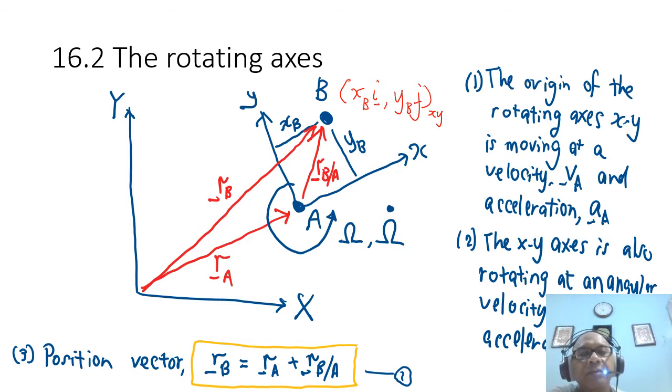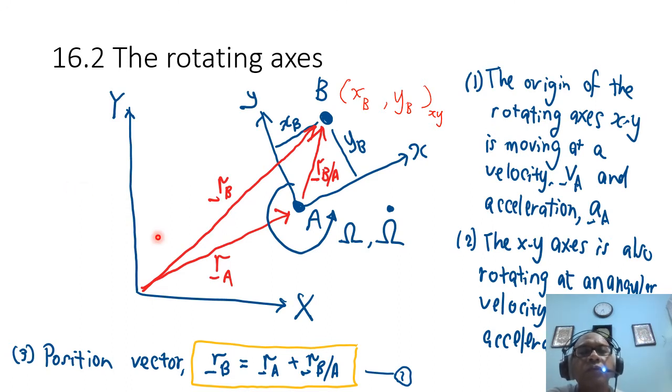From there, we have the position vector of the origin of the rotating axis as A, and we put that as position vector A. And B relative to A is the position vector of B measured from A. If you are at A, you are measuring this position vector, and the coordinate is given by xb i, yb j. Let me correct that: the coordinate of B is xb and yb, and the position vector is xb i, yb j.